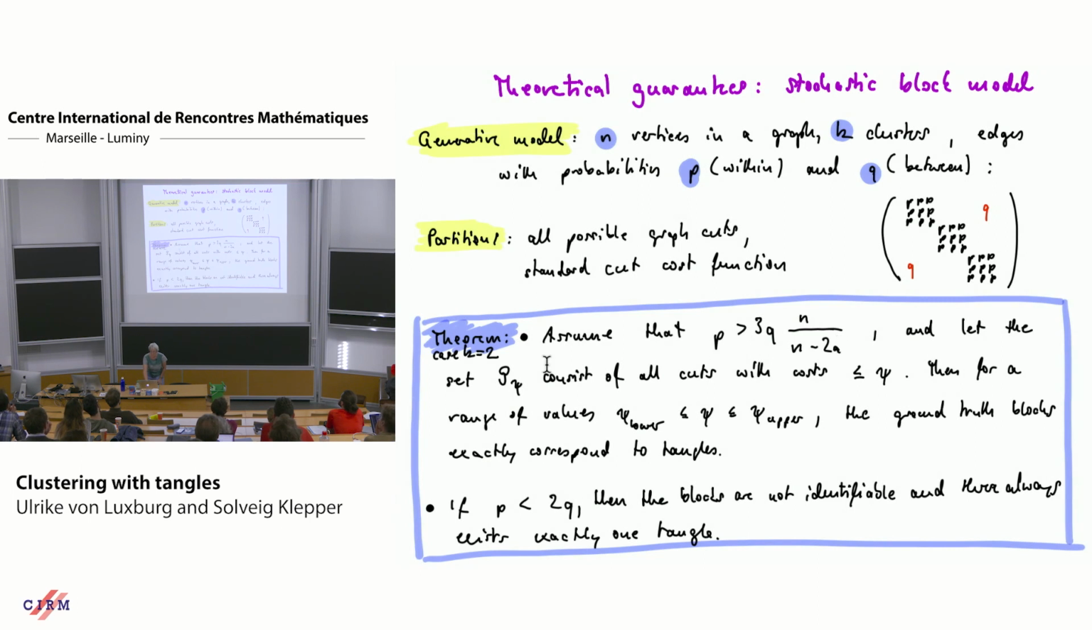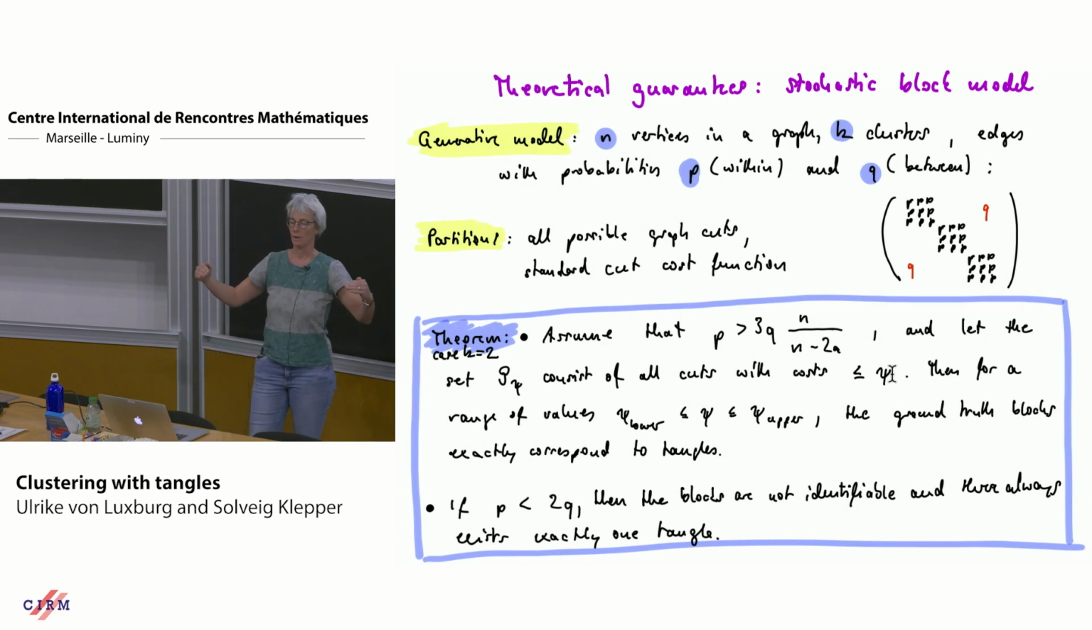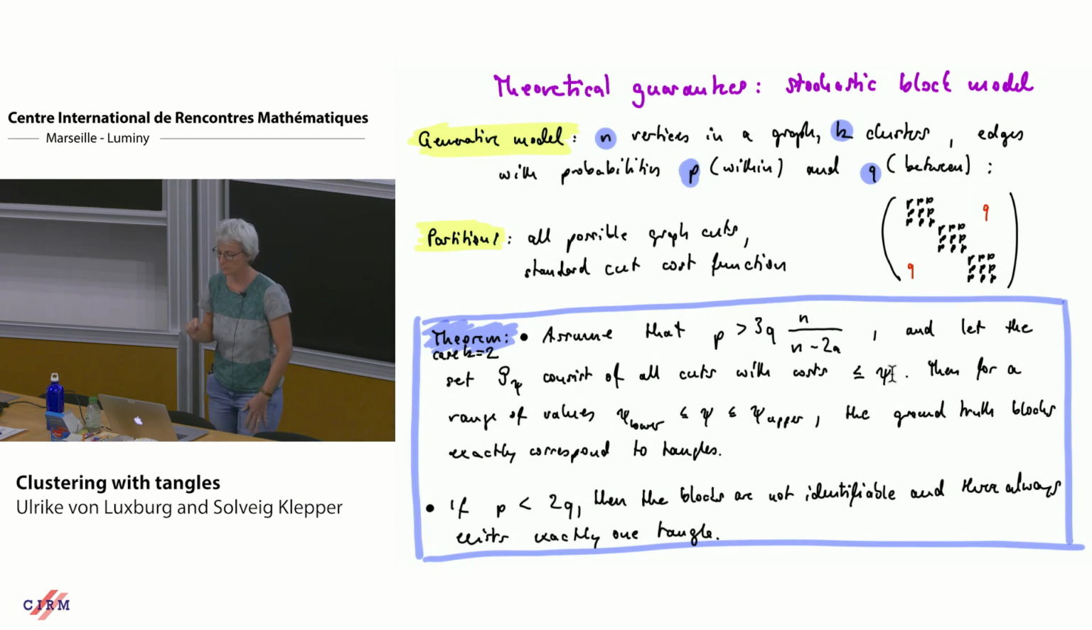And now what we do is, in theory, we started with a set of all possible graph cuts. But now we only look at graph cuts up to a certain cost. So we define a threshold psi and say, let's look at all the cuts up to this threshold psi. And the threshold always talks about the cost function of that cut, right? So we look at low cost cuts up to a certain threshold.